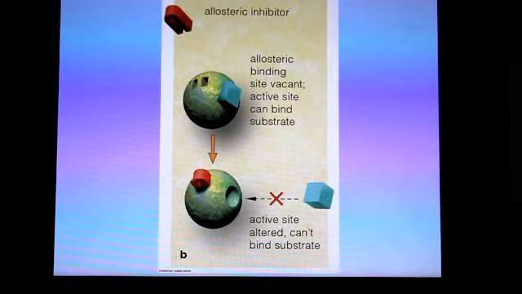In this case, the allosteric inhibitor turns the enzyme pathway off. So an allosteric activator activates it and turns it on. An inhibitor inhibits it and turns it off. In this case, when the allosteric inhibitor is not bound, when the allosteric binding site is vacant, the active site can bind the substrate and the reaction can happen. When the allosteric inhibitor binds, the active site changes and the substrate can no longer bind, so it's shut off.